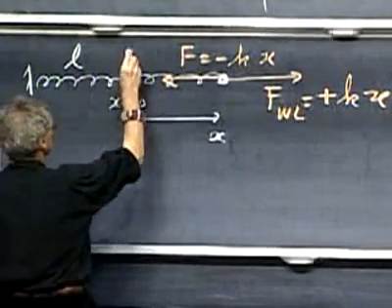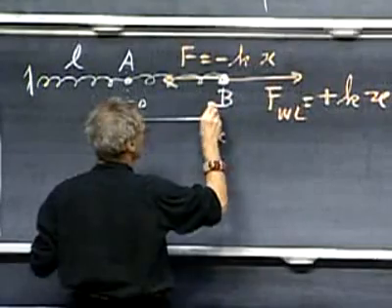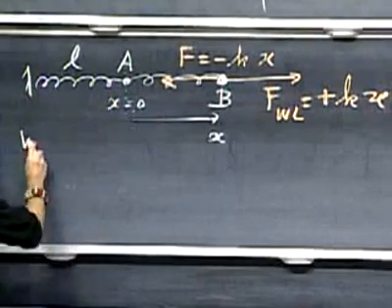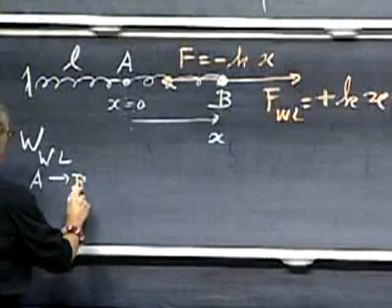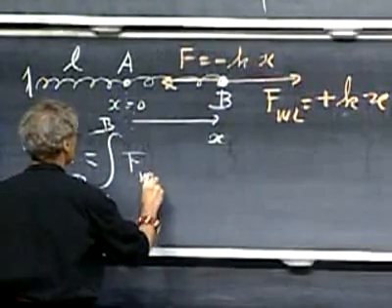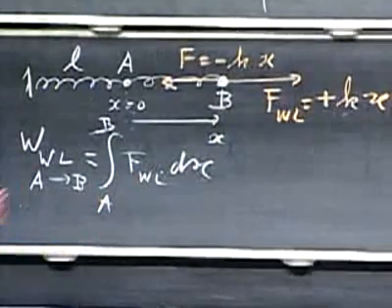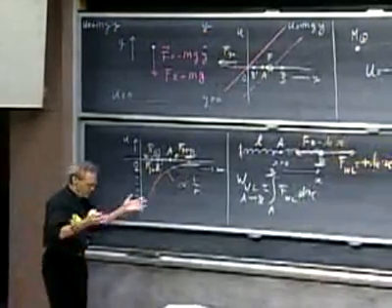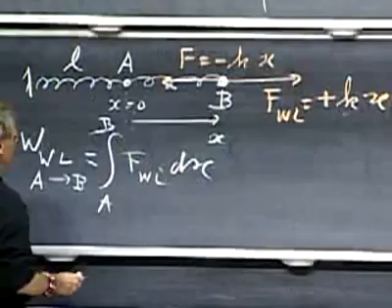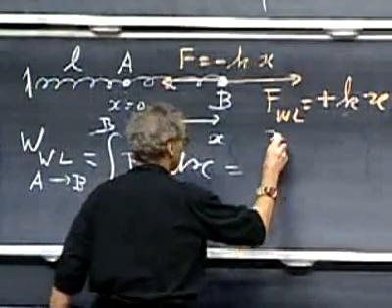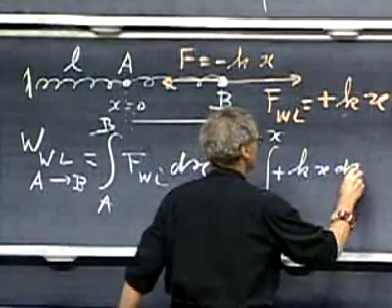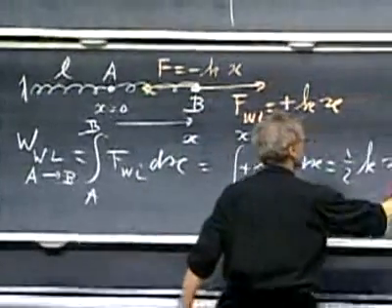If I call this point A at x equals 0, and I call this point B at x equals x, then I can calculate the work that I have to do to bring it from A to B. So the work that Walter Lewin has to do is the integral going from A to B of my force dot dx. It's a dot product, but since the angle between the two is 0 degrees, the cosine of the angle is 1, so I can forget about the fact that it's a dot product. I move it in this direction. So that becomes the integral going from 0 to a position x of plus kx dx, and that is 1/2 kx squared.